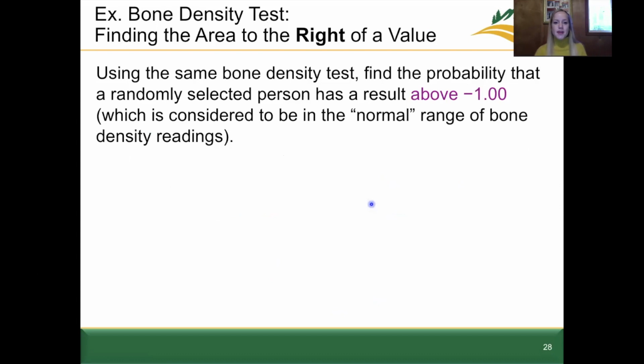Now remember, Table A2 and Excel tell us the cumulative area from the left. It worked out for that previous example because we wanted a bone density score less than 1.27. Let's try this example now.